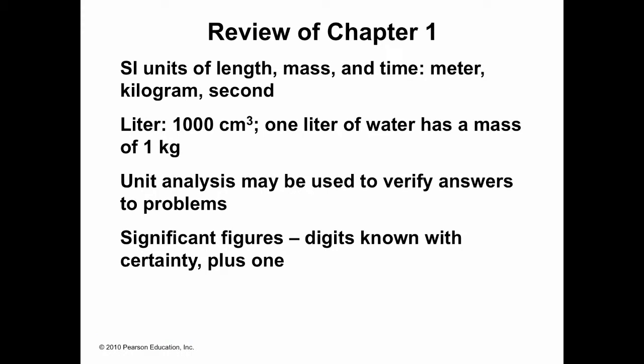So quick review of measurements. Basically the SI units are length, mass, and time, and those are going to be meter, kilogram, and second. A liter is actually 1,000 centimeters cubed. 1 liter of water has a mass of 1 kilogram. I think earlier I said volume. That was a mistake. I should have said mass. I think I corrected myself. But what you see on the screen is correct.